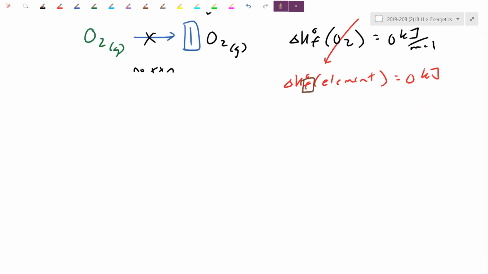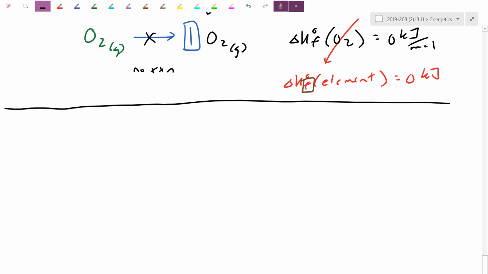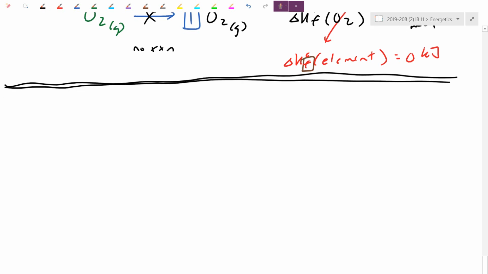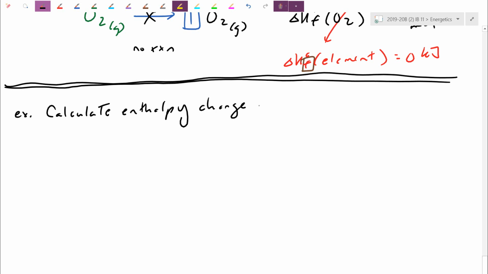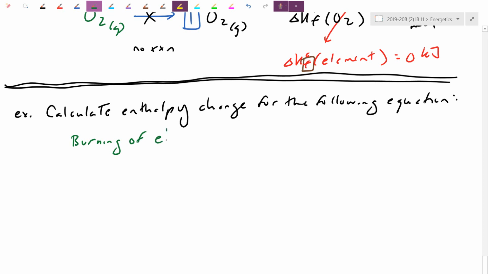So I'm just going to do one last problem with you here. Your worksheet will have more of these questions. Let's have a look. New example. I want you to calculate the enthalpy change. Calculate the delta H. Is it exo overall or endo overall? Calculate the enthalpy change for the following equation. It will look like a combustion equation, although when we come back tomorrow, there's a technical note I want to add. What we're going to do is look at the burning of ethane.